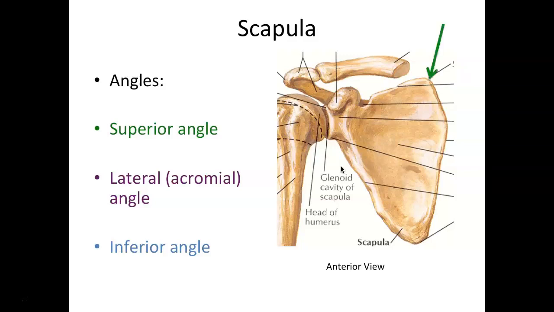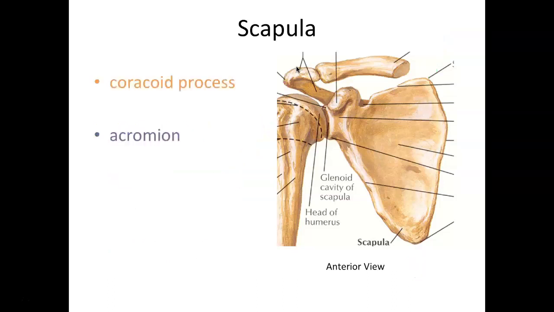We have our superior angle here, which is just at the superior-most point. We have our lateral or acromial angle. We call this the acromial angle because this here is our acromial process, or acromion process, which we'll get to in a minute. That's why it has that name, and also it's found the most laterally. And lastly, we have our inferior angle, of course, because it's the most inferior.